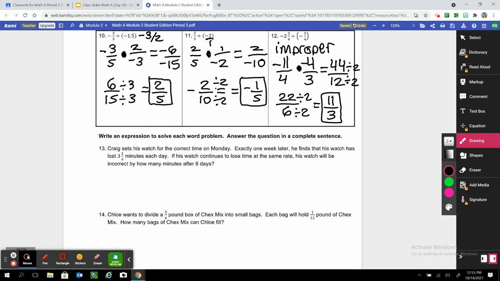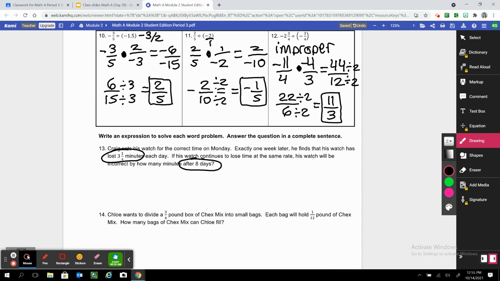All right, now let's write an expression to solve each word problem. Answer the question in a complete sentence. Greg sets his watch for the correct time on Monday. Exactly 1 week later, he finds that his watch has lost 3 and 1/4 minutes. If his watch continues to lose time at the same rate, his watch will be incorrect by how many minutes after 8 days?